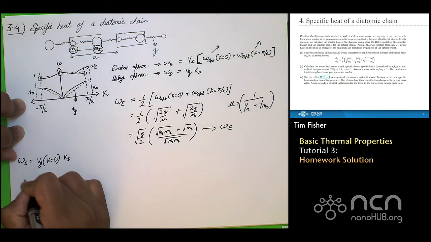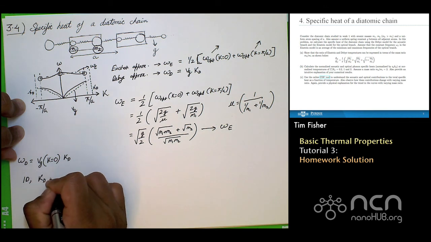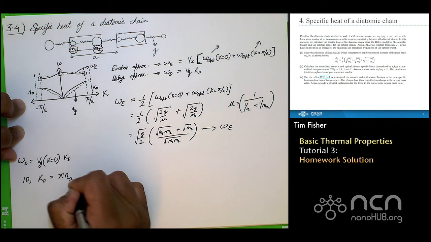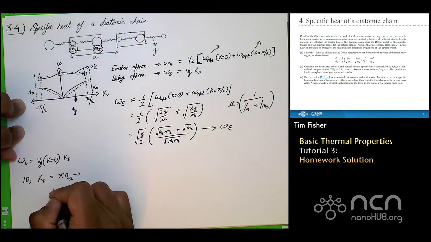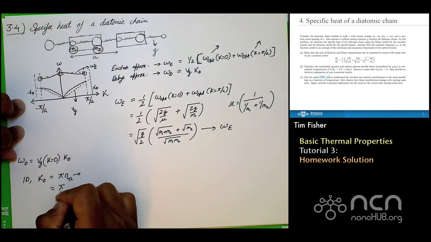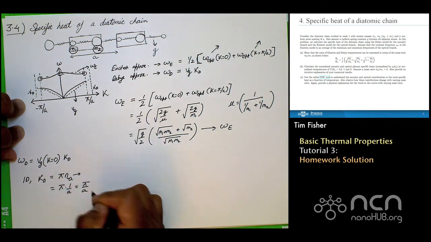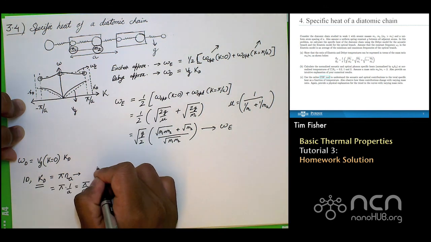Now for a one-dimensional material, the Debye cutoff wave vector is given as the product of pi multiplied by eta A, where eta A is the unit cell density. So in this case, this is pi multiplied by 1 upon A, which is equal to pi upon A. So that is the Debye cutoff wave vector.